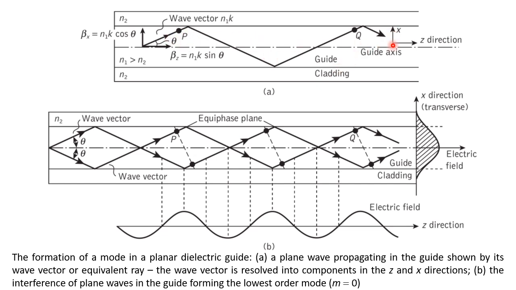So this is the x direction, this is the z direction. Now the wave, if we consider a particular wave that will produce an angle of theta inside the fiber, this angle theta. Okay, and all these rays are reflected in this way.